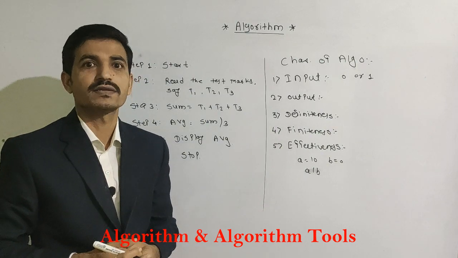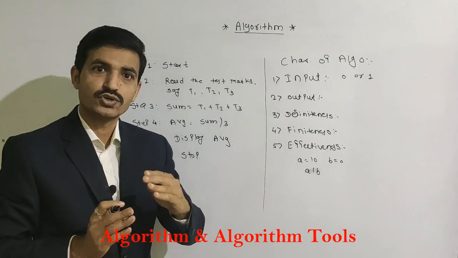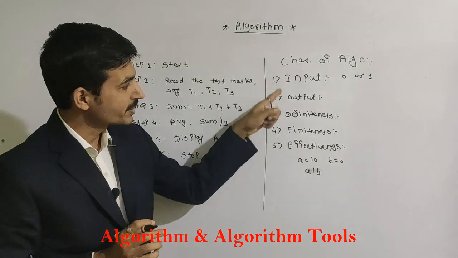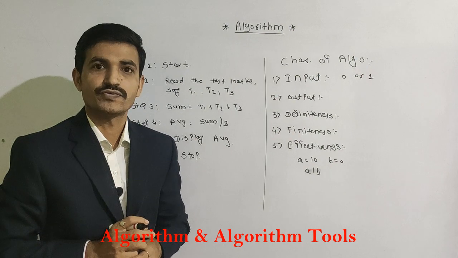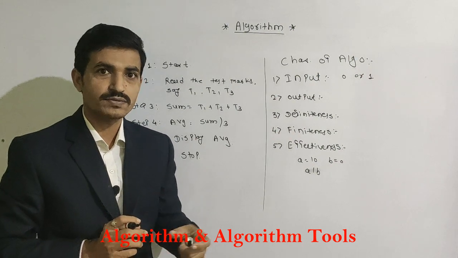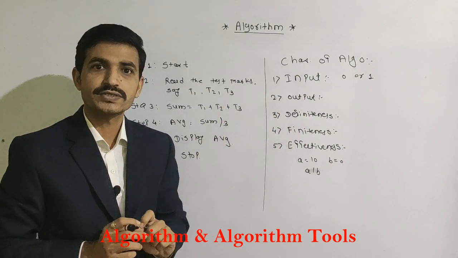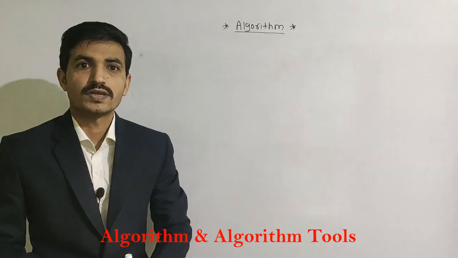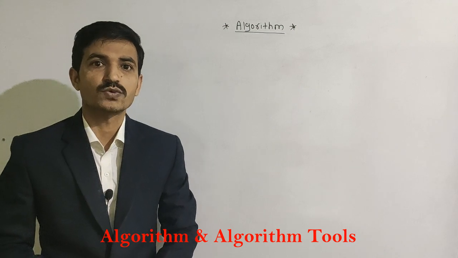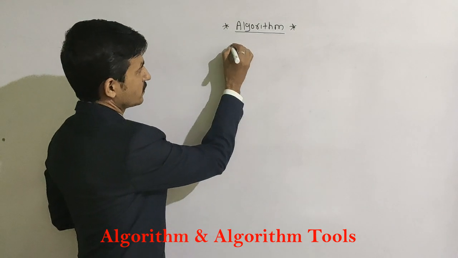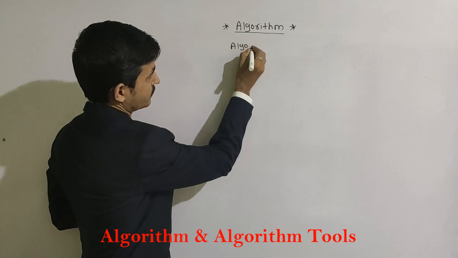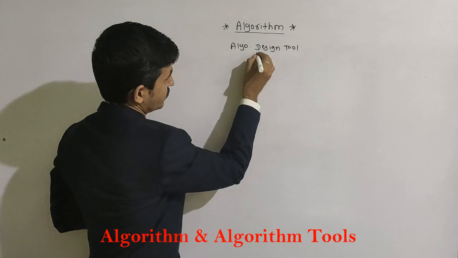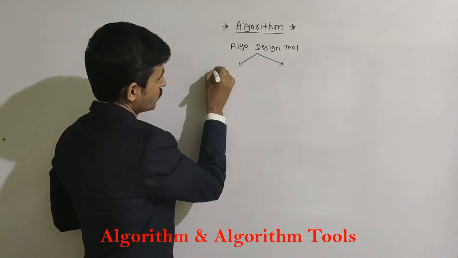To trace out that error, we have to write it in a way that it is reflected to the user. So in that effective way we can write the program. So these are the important characteristics of the algorithm. When you write an algorithm, consider these properties or characteristics. The next part is the algorithm design tool. The algorithm design tool is flowchart.